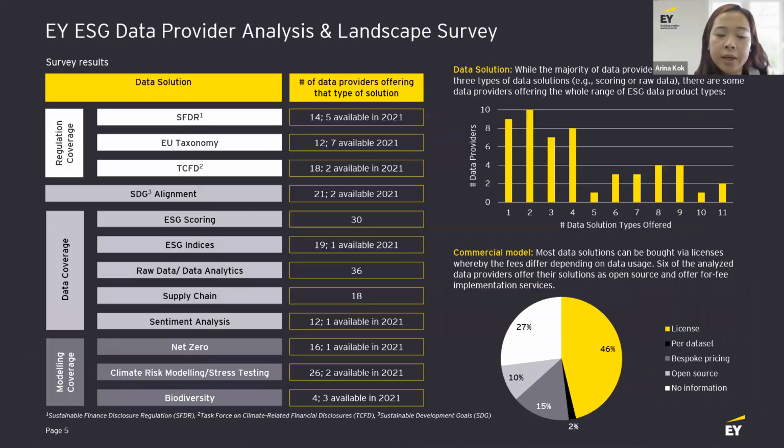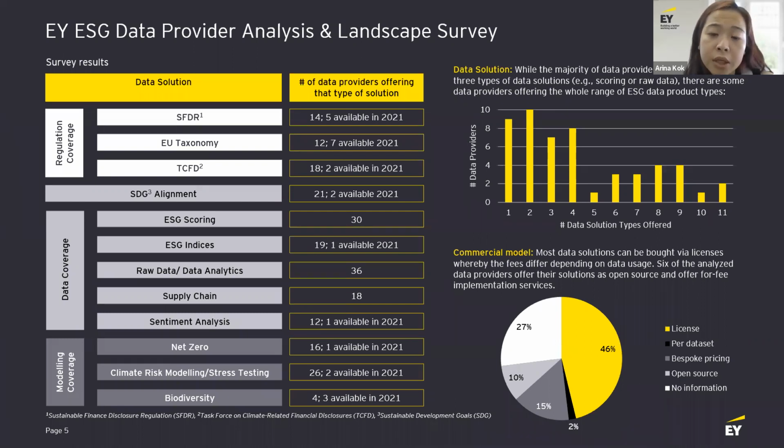So if we look at this EY ESG data provider analysis and landscape survey, these are the results. It outlines the various data solutions and the percentage or the number of data providers offering this type of solution in the market as we speak. We can see the tiering or the color of regulation coverage, SDG alignment, data coverage, which has the ESG scoring, indices, raw data, supply chain, sentiment analysis. There is also the modeling coverage, considering the net zero, climate risk modeling, stress testing, and biodiversity. So this outlines how many data providers there are and how many will be available in 2021.